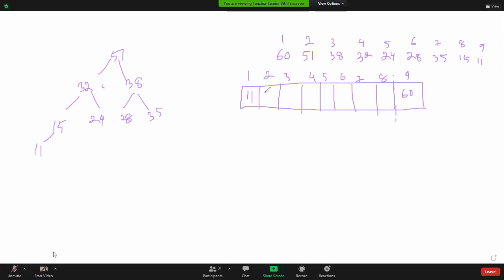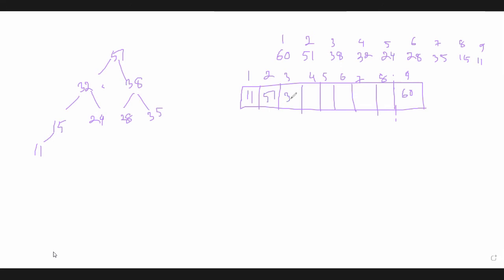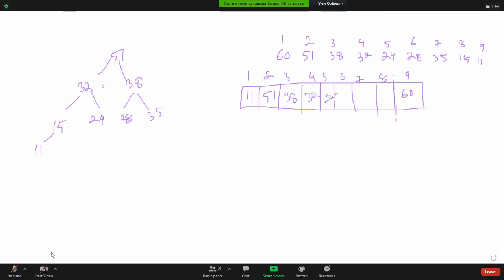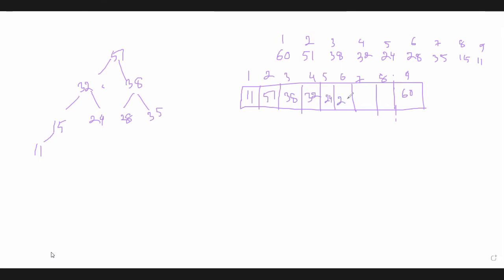Okay, so these are the values 51, 38, 32, 24, 28, 35, 15, this is 60. Okay, now what is the next step? After placing an element as the root node of the tree, now find out which one is its left child and the right child. So here i equals 1. So the left child of 1 is 2 because 2i.